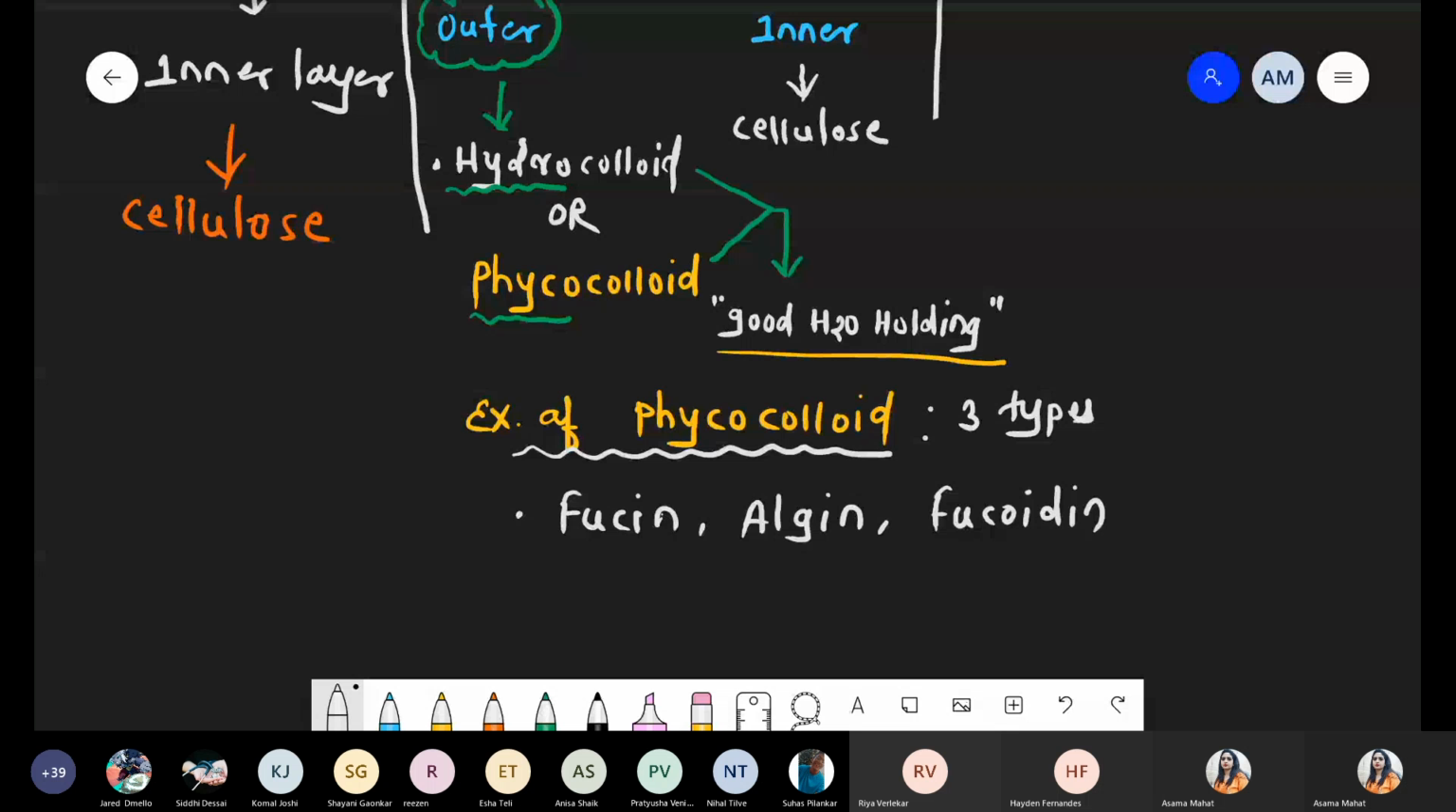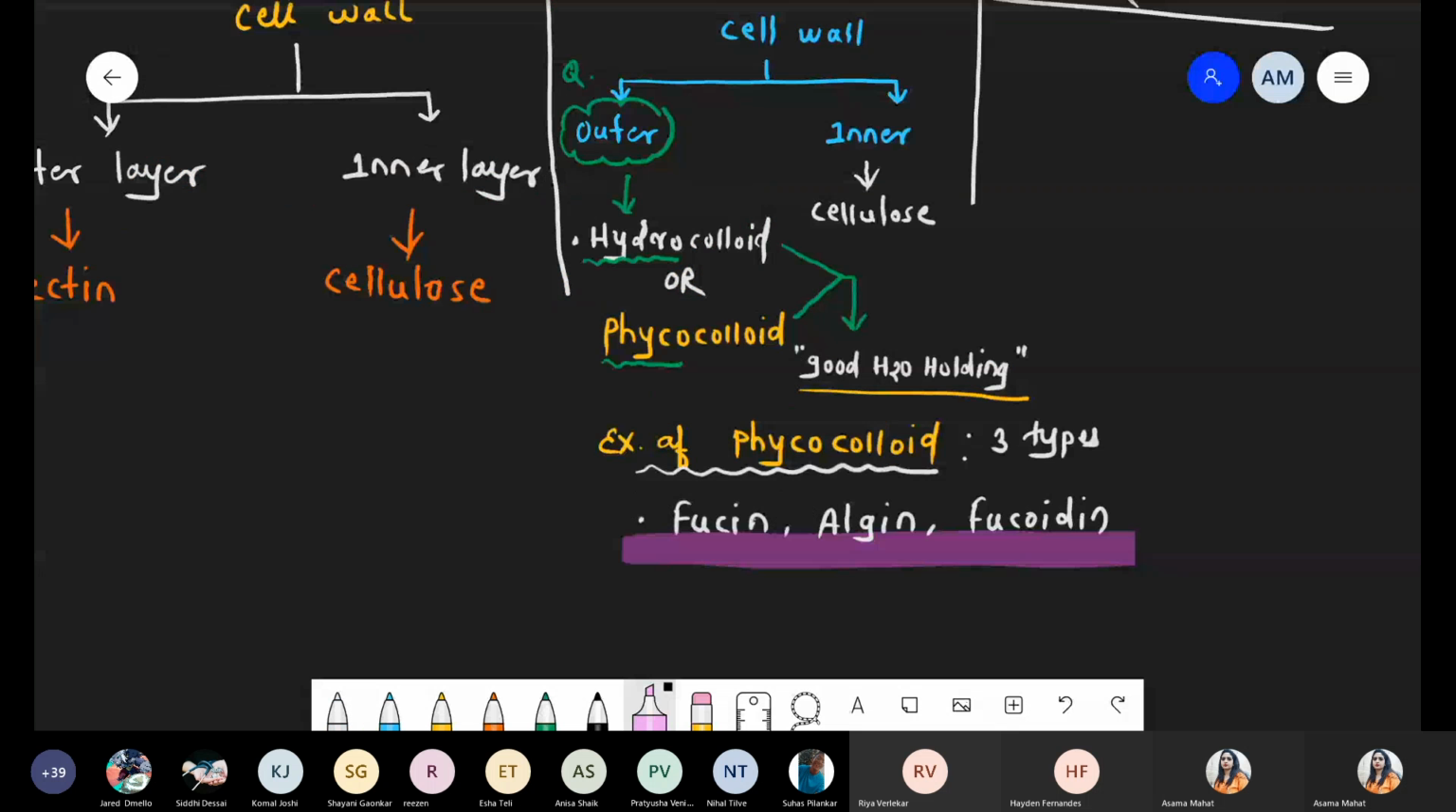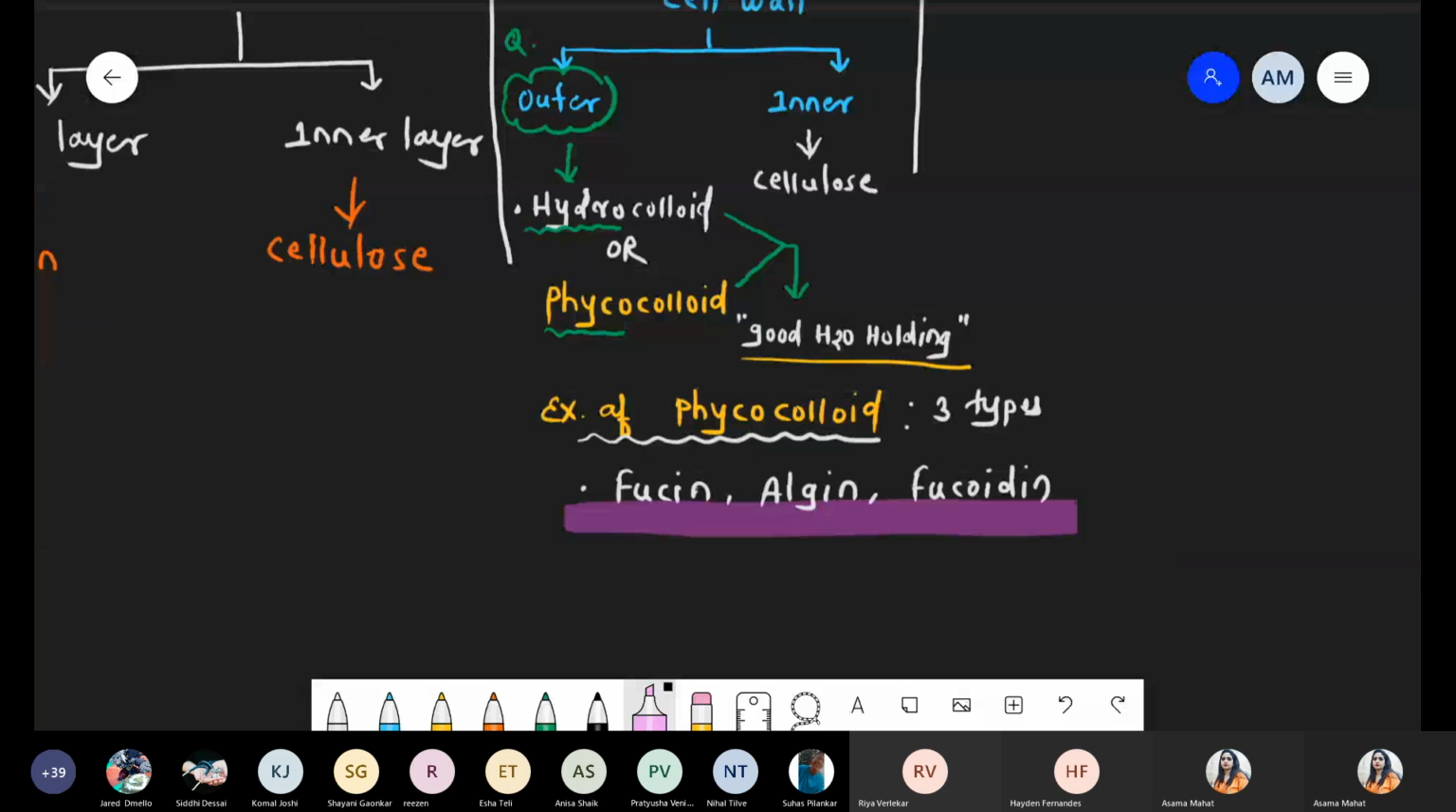So, what is the meaning of phycocolloid material? The material that has good water holding capacity. Such material is called phycocolloid, or also hydrocolloid. In brown algae, three types of phycocolloid materials are present: algene, fucodine and fucine. All of these are specific materials present in brown algae which have good water holding capacity. Got it?